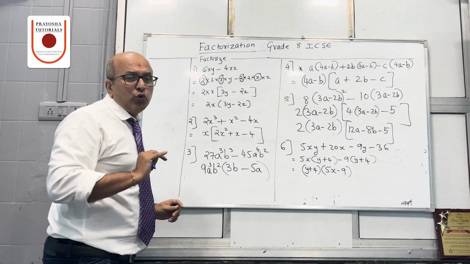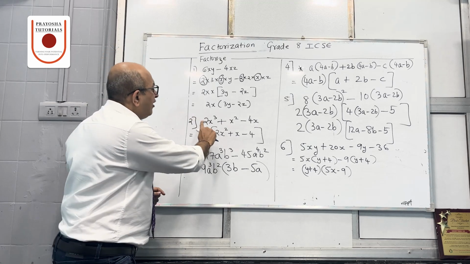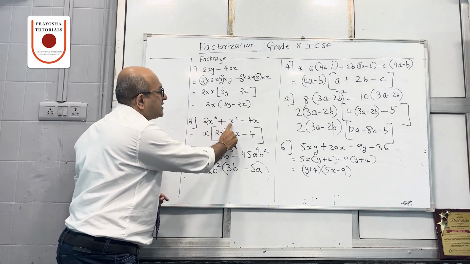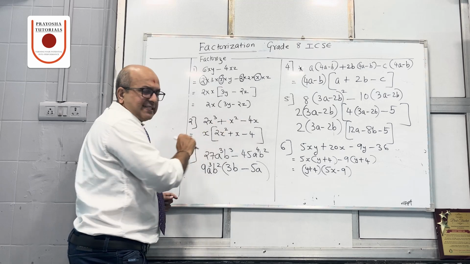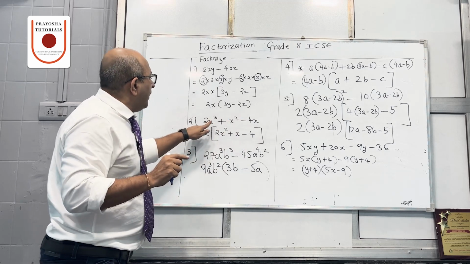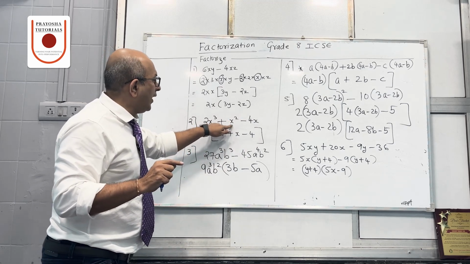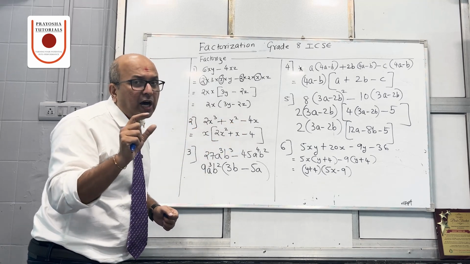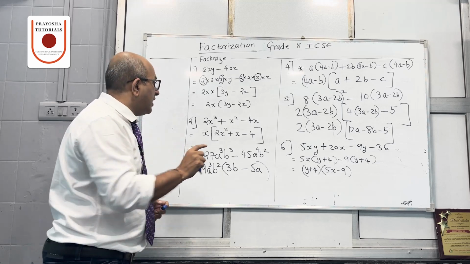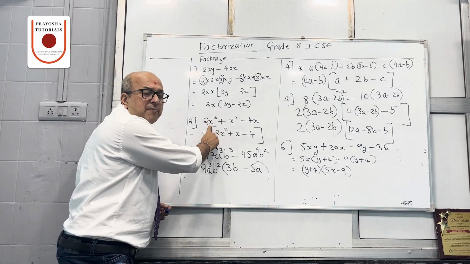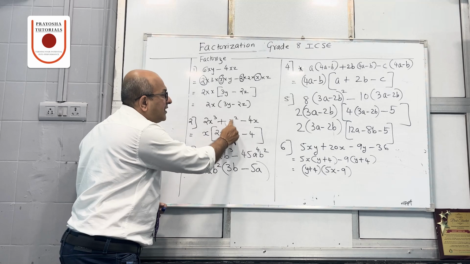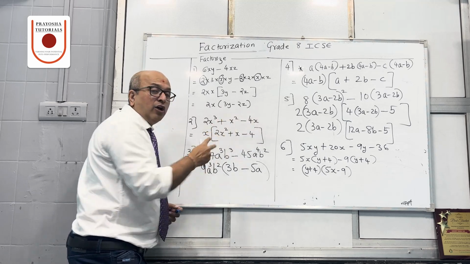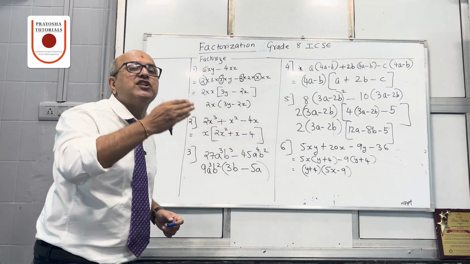Second sum we'll try to do and understand. Here we have 2x cube plus x square minus 4x. One more time, 2x cube plus x square minus 4x. Now remove the variable's lowest power as common. Variable's lowest power means x here is cube, x here is square, x here is 1. So the lowest power is x raised to 1.